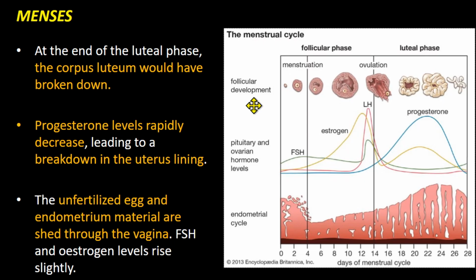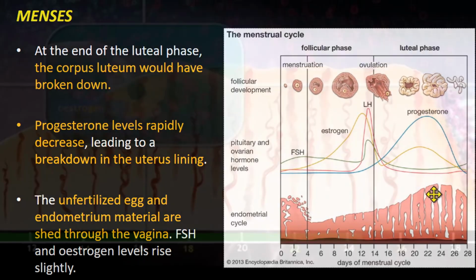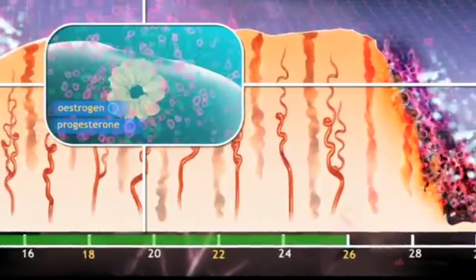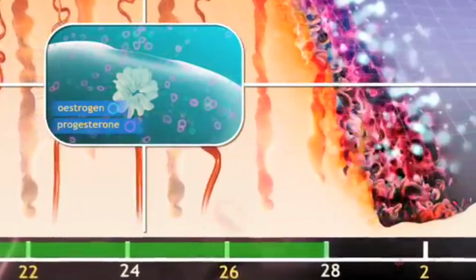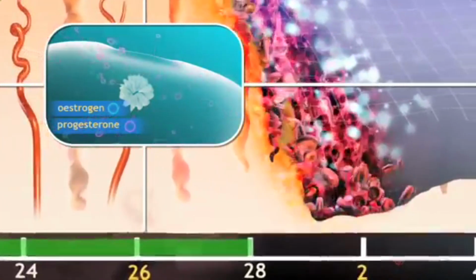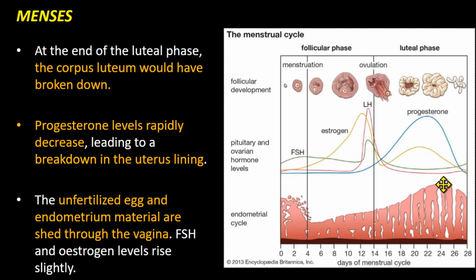Lastly, now we have menses. So this occurs at the end of the luteal phase. The corpus luteum would have broken down and progesterone levels would start to rapidly decrease. Remember, the corpus luteum was responsible for the release of progesterone to help to maintain and thicken the uterus lining. So when the corpus luteum breaks down, the progesterone levels drop, and this here would begin the breakdown of the uterus lining. So the unfertilized egg and endometrial material are shed through the vagina, and FSH and estrogen levels are going to rise slightly as a result. So this here is called menses or menstruation.